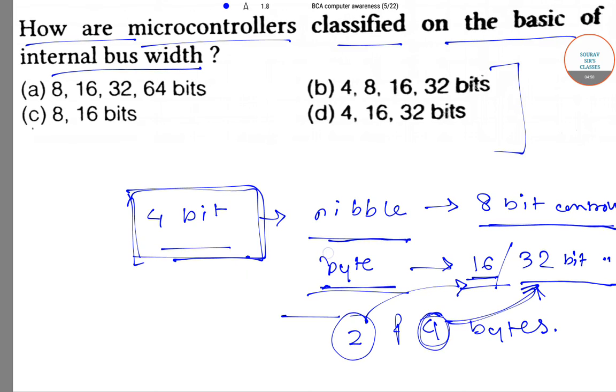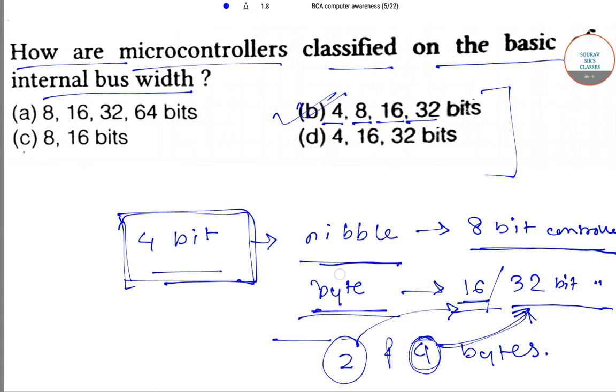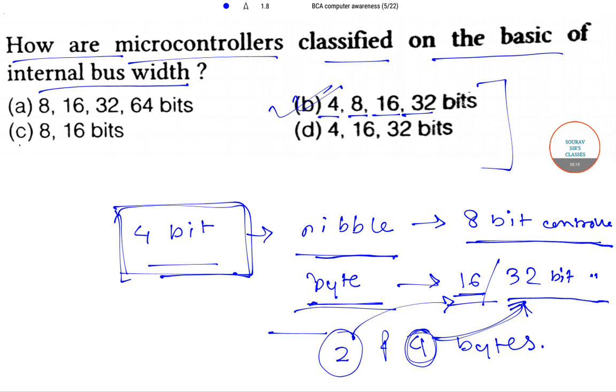So clearly our answer will be, let's see. Okay, so this will be our answer, that is 4, 8, 16, 32 that we were explaining. Option B. So option B will be our answer in this question.